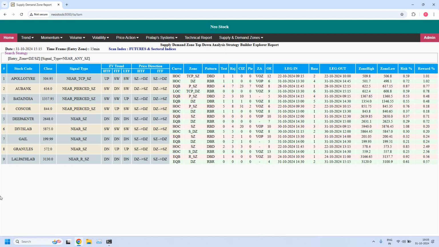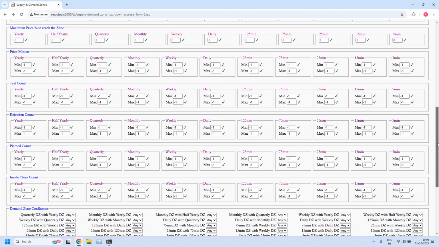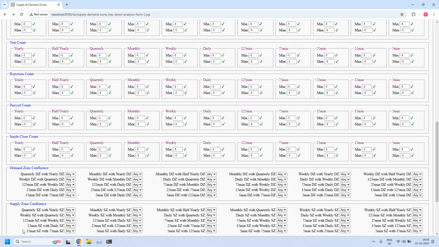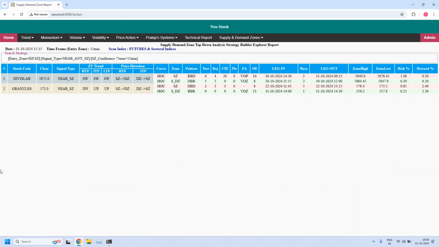Let's identify how many of these supply zones are having ITF confluence. That is a 15 minute supply zone with a 75 minute supply zone confluence. I'm enabling the filter. So let's verify. 2 stocks are filtered. So these 2 supply zones are having ITF confluence. That means the 15 minute supply zone is part of the 75 minute supply zone.